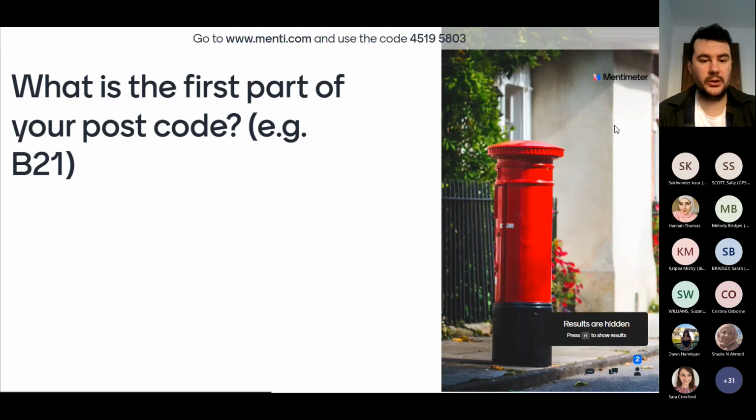And the final one, what is the first part of your postcode? If you're not from Birmingham, that's not a problem at all. We want to find out if we're missing any areas of Birmingham in terms of areas that people live. The results are hidden for this one, and it is just the first part of your postcode, so it's not identifiable, but it's just allowing us to have an idea of where the general region is in terms of the postcode.